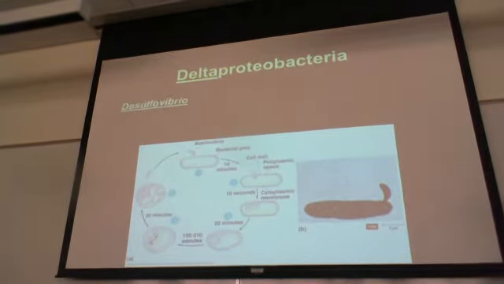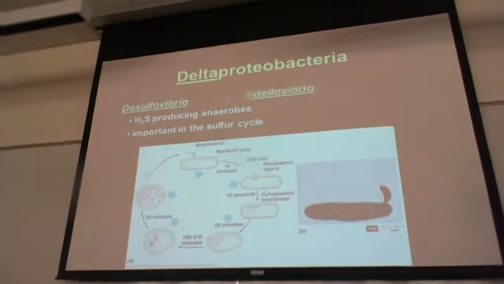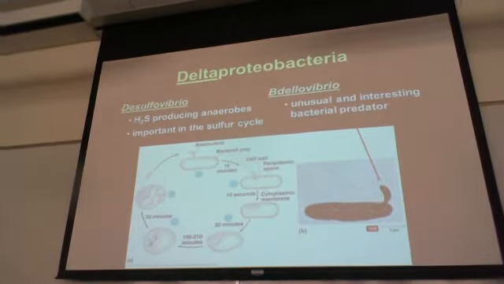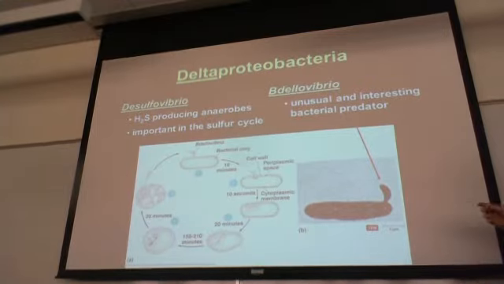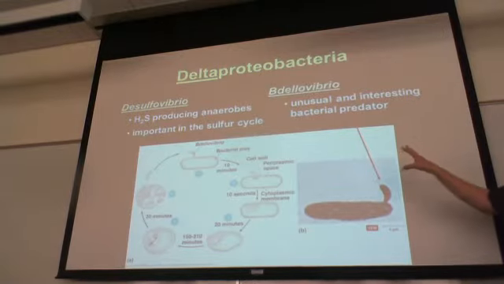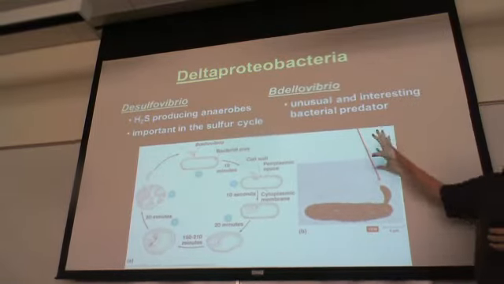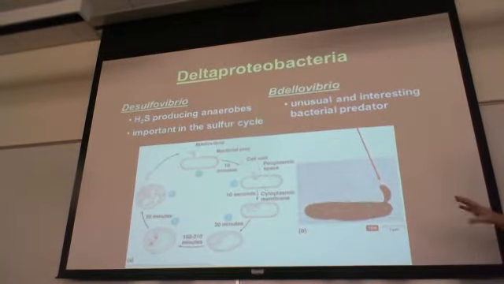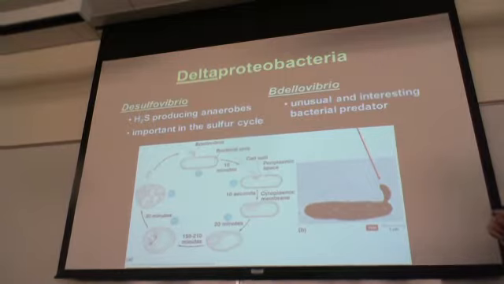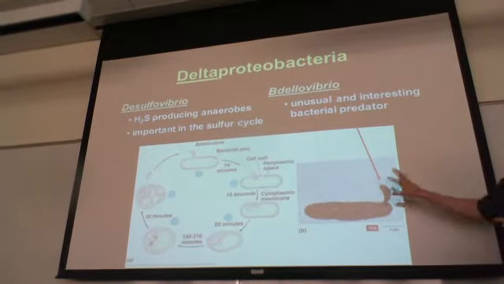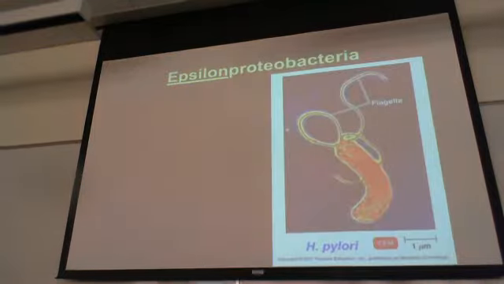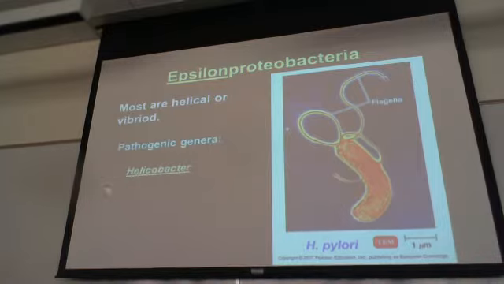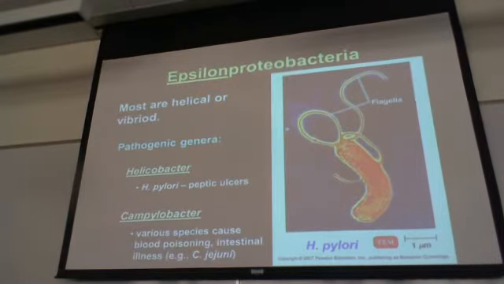Delta proteobacteria, there's a couple of examples here. These aren't really all that significant for our purposes, so I'm not going to test you on this, just for the record. Be aware there's this group, and here's a couple of interesting examples, but I'm not going to ask you about these, just for the record. So let's just move on to the last group, the epsilon proteobacteria. And we've got a couple of examples here to be aware of, a couple of pathogens.